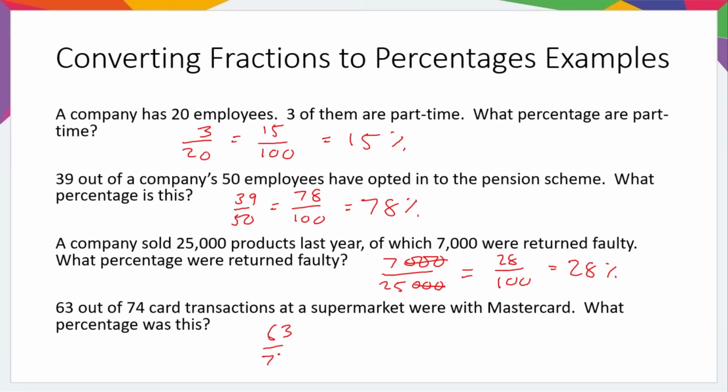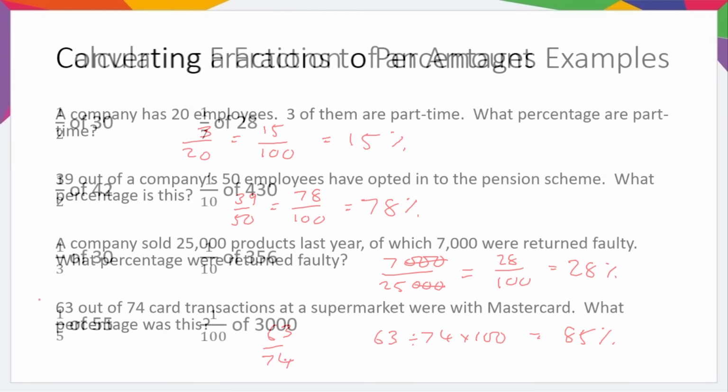Now for this last one, we've got some pretty horrible numbers here. So 74 does not go into 100. So I would say definitely use the calculator, which would be 63 divided by 74 multiplied by 100. And I'm just going to round the answer. We've not been told how to give our answer, but I'm just going to round it to the nearest whole number. 85.1%, let's just call that 85%, shall we? So remember, using a calculator, top divided by bottom multiplied by 100.